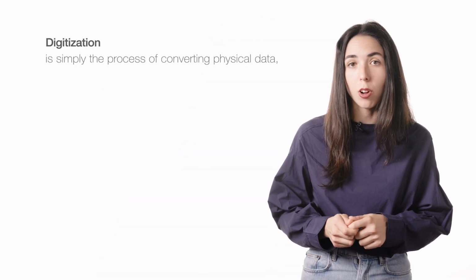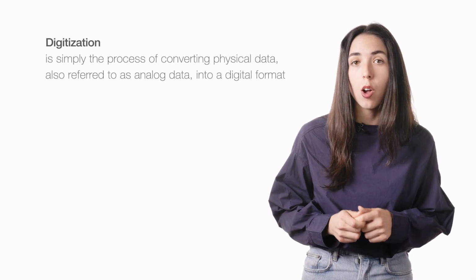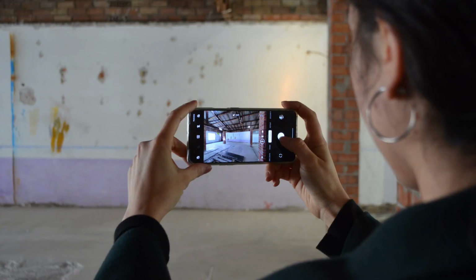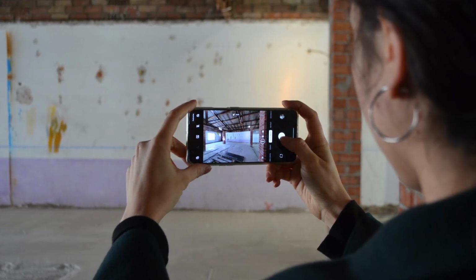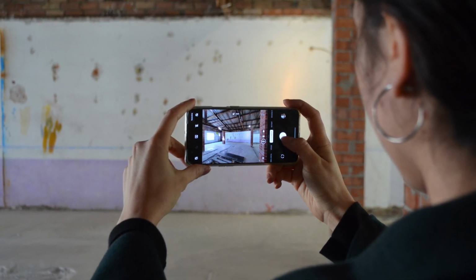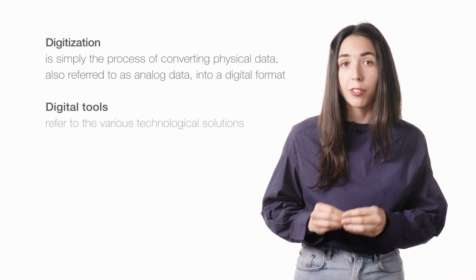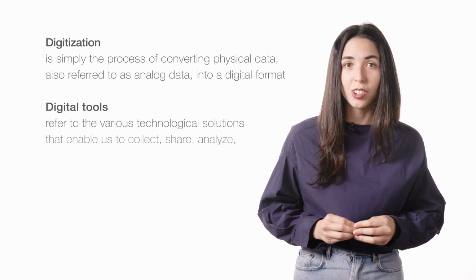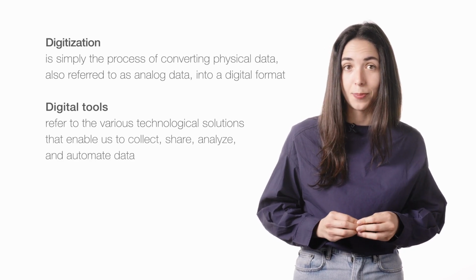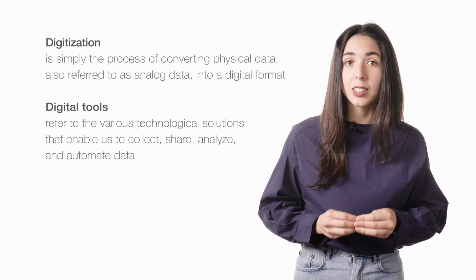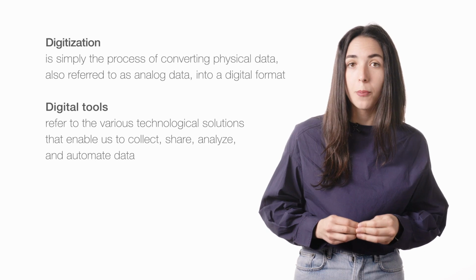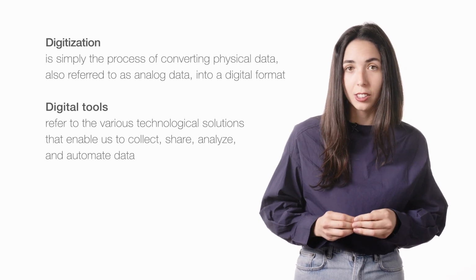But first, let's take a moment to define some basic concepts: digitization, digital tools, and digitalization. Digitization is simply the process of converting physical data, also referred to as analog data, into a digital format. For example, when you take a photo with your phone, you are digitizing what you see by turning it into a digital image. Digital tools refer to the various technological solutions that enable us to collect, share, analyze, and automate data. Respectively, some examples of digital tools are the Internet of Things, digital platforms, building information modeling, and artificial intelligence.